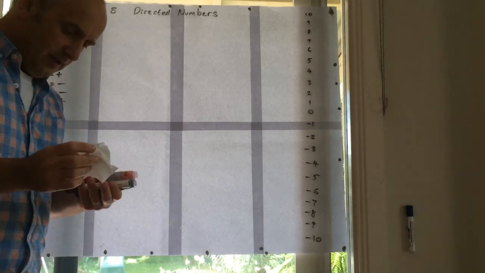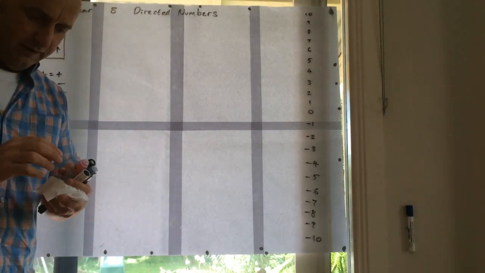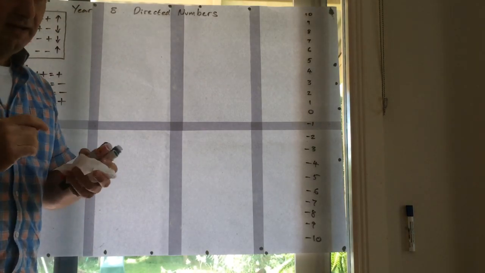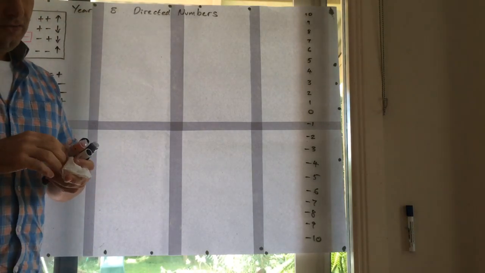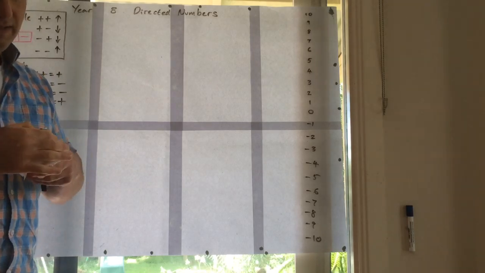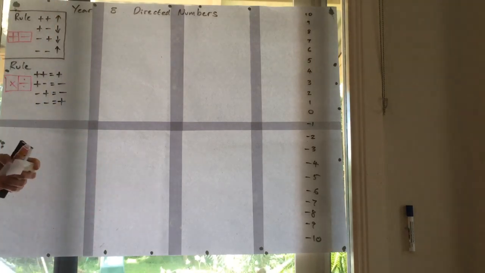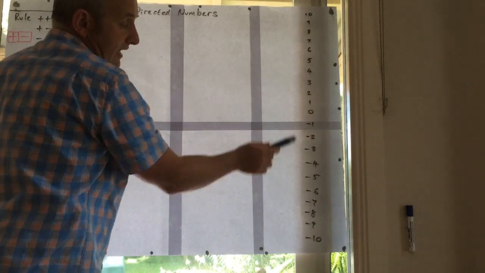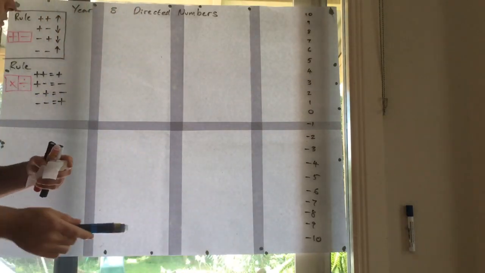Alright, so year 8, what we're doing is we're going to do a little video all about directed numbers. I know we started a little bit of this before, but we're going to recap a few elements. First, I'm going to be using the number line from positive 10 down to negative 10, which might help you.